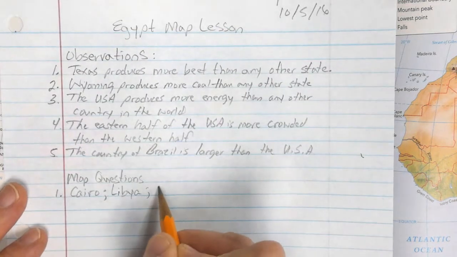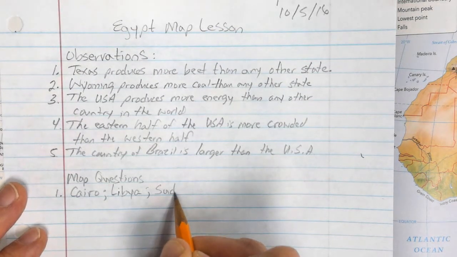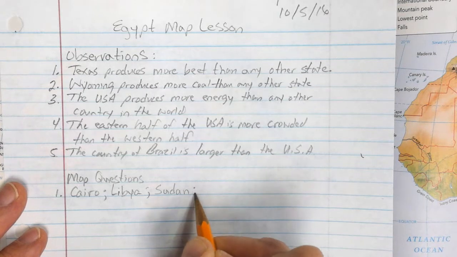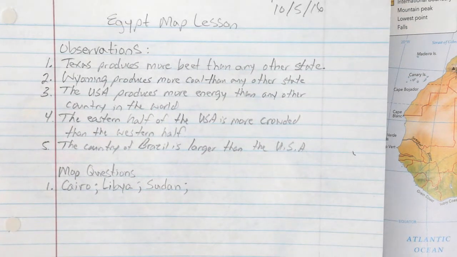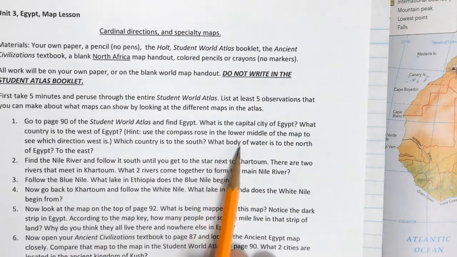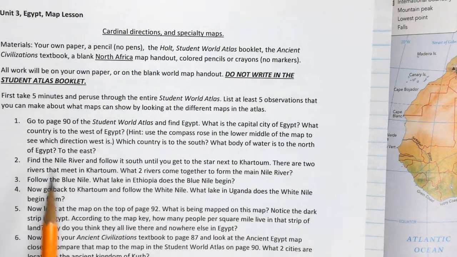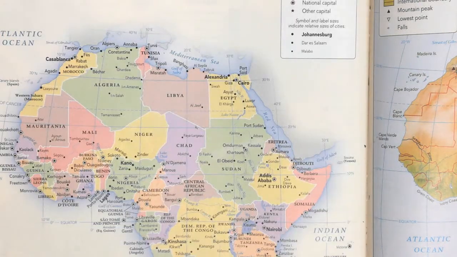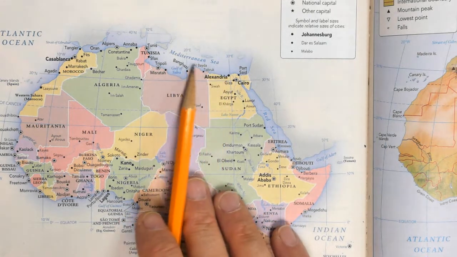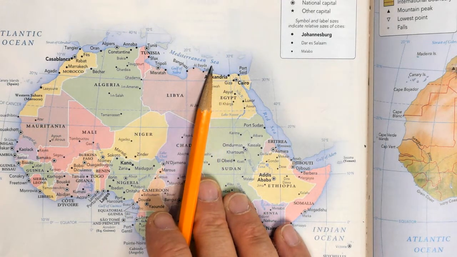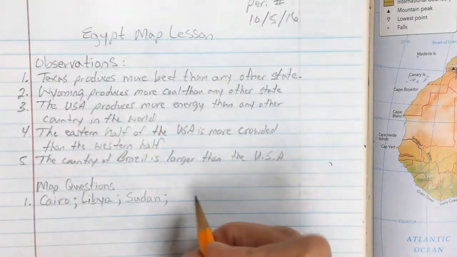Back to my answer sheet. Sudan, S-U-D-A-N, semicolon. Back to my question page. What body of water is to the north of Egypt? Okay, back to my map. Egypt, north is up, Mediterranean Sea. Back to my answer page.